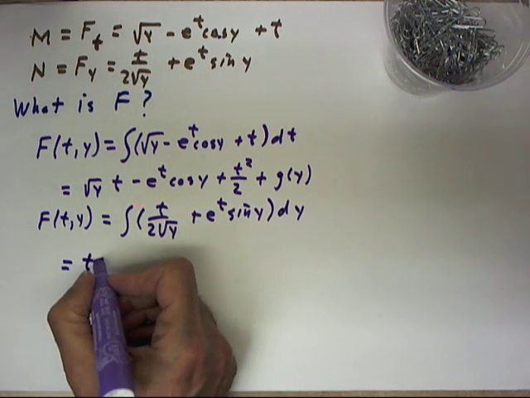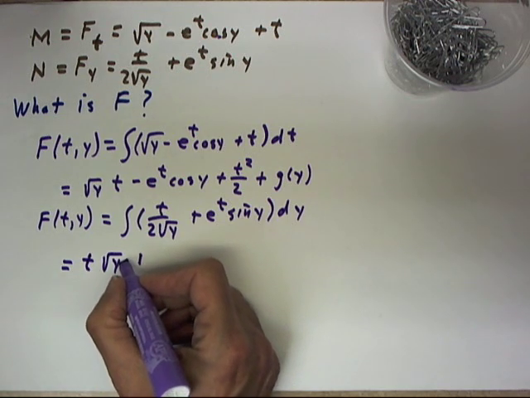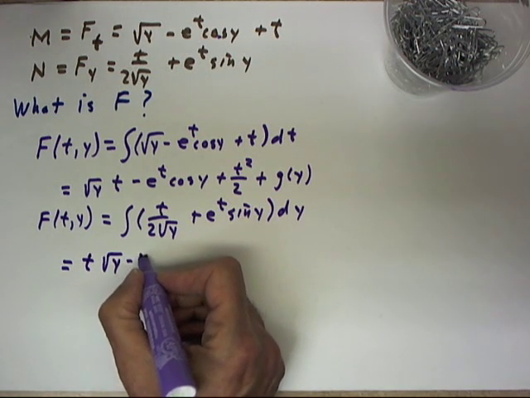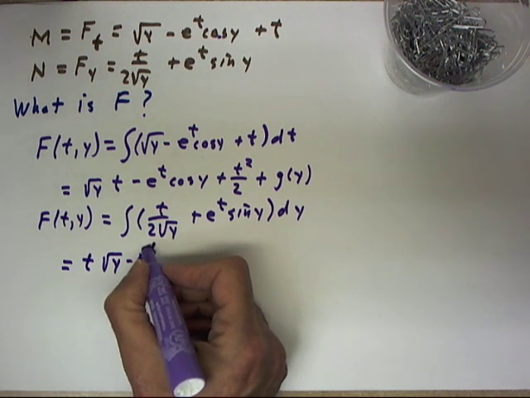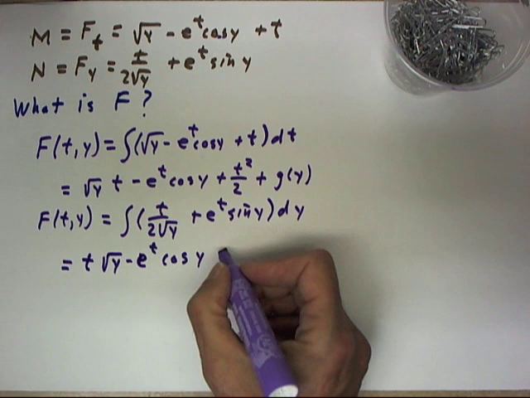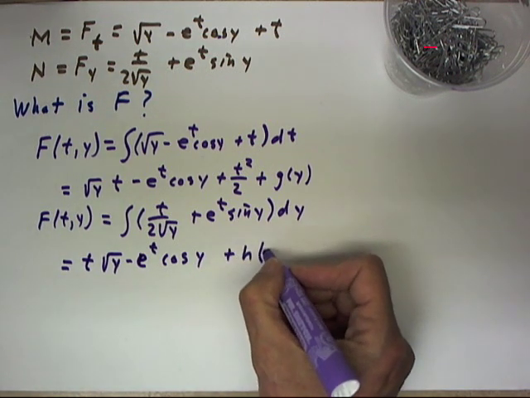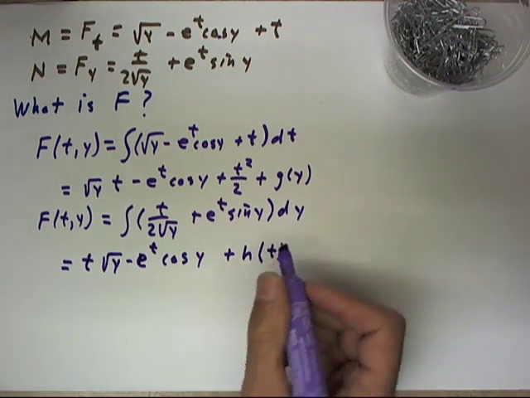Integrating what we have here, treating t as a constant and y as our variable of integration, is t square root of y minus, doggone it, e to the t cosine y. And then our integration constant is going to be some function which we'll call h of t.